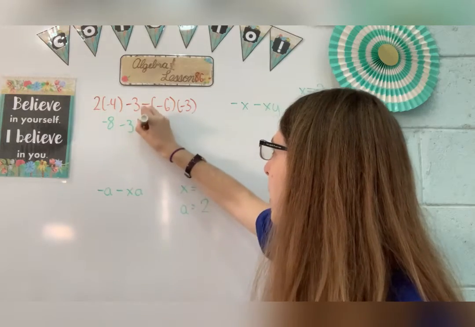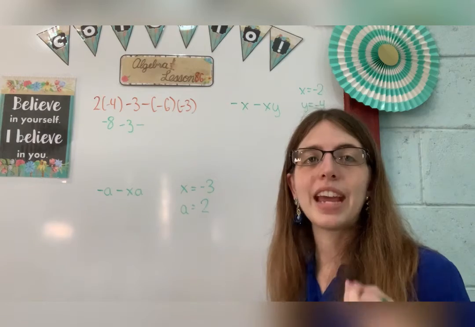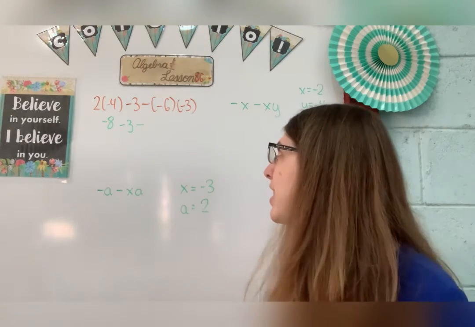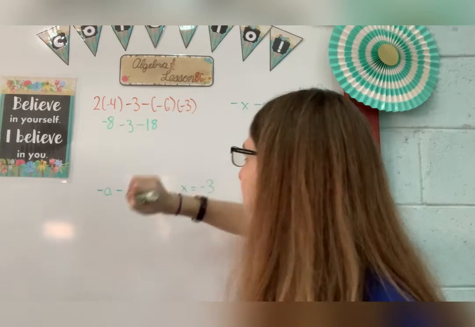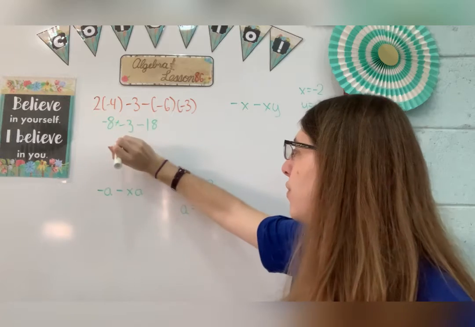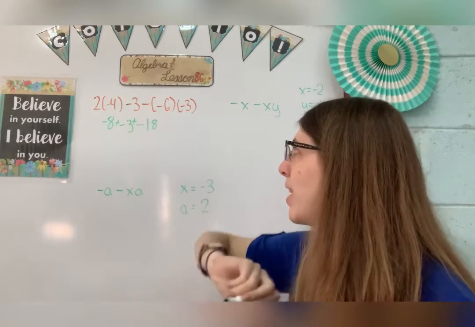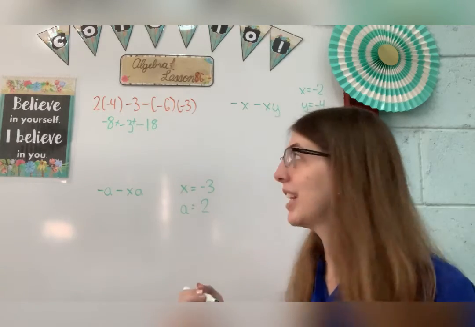Minus 3 minus, now I have -8 times -3. Since I have a negative times a negative, my answer will be positive. 6 times 3 is 18. So I have positive 18. So -8 minus 3 means it's plus a -3. Minus 18 means plus a -18. So I just add up my numbers and keep my negative sign.